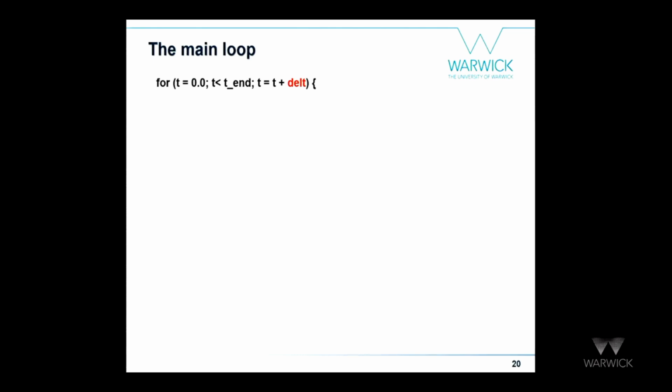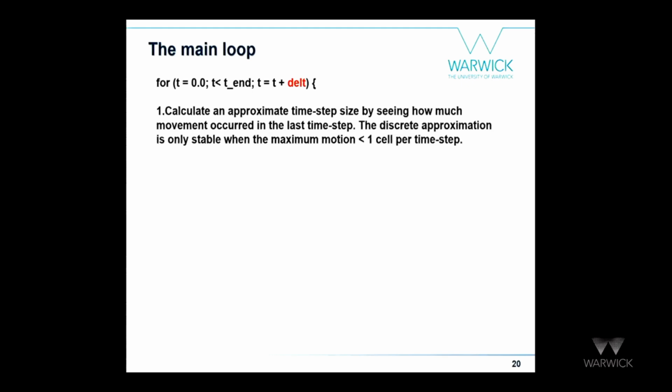So T end is the end time of the simulation duration. And delta is the time step, because we said that we need to discretize the time. Delta basically is the time step from one discrete time point to the next discrete time point. But the problem is that delta is not a constant value. So that's why in the first step, we need to calculate the approximate time step delta.